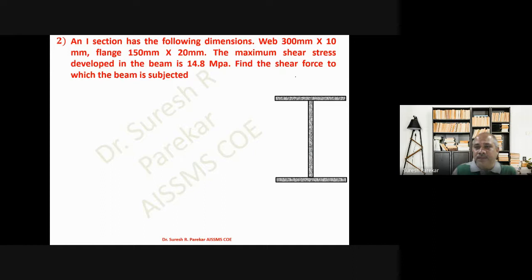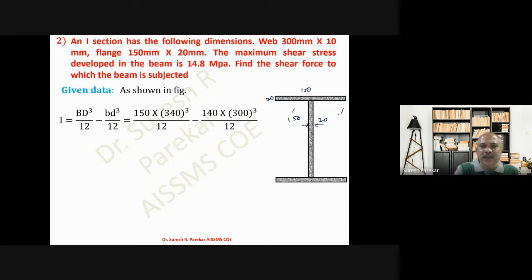The I section has the following dimensions, as given: 150 by 20, and then again 150 by 20. Since it is symmetrical, we can directly take the whole BD cube minus this BD cube, as shown in the figure. Here the maximum shear stress is given, which is at the neutral axis, and the value is 14.8 MPa. And then we have I, this value, 176.3 into 10 raised to 6.